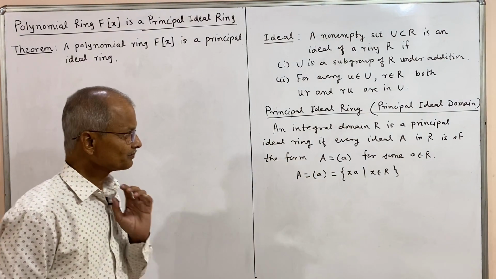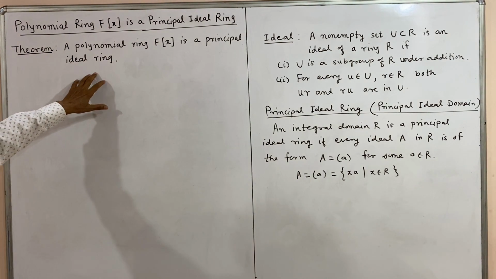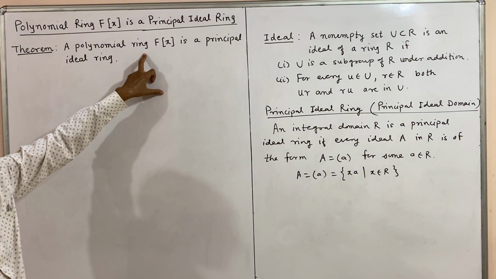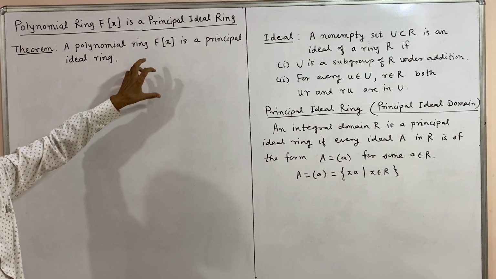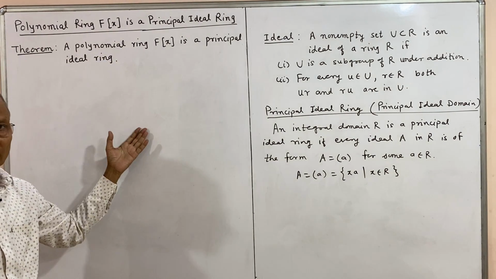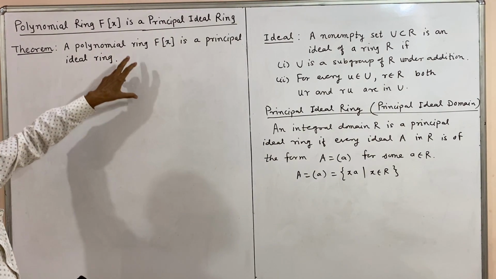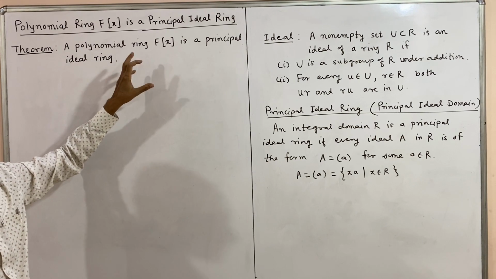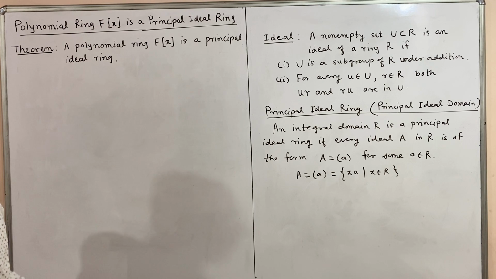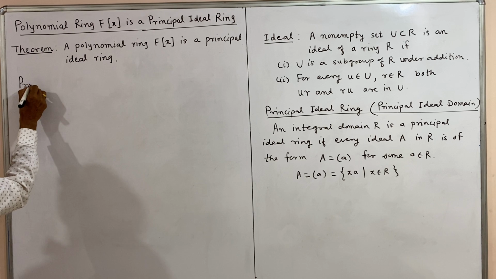So this is the meaning, and therefore in this theorem we have to prove that every ideal of this polynomial ring is a principal ideal, meaning generated by some element. Elements of the polynomial ring are polynomials themselves, and therefore if we consider an ideal U of a polynomial ring, then we have to show that the ideal is generated by some polynomial. That we shall prove in the proof of the theorem.